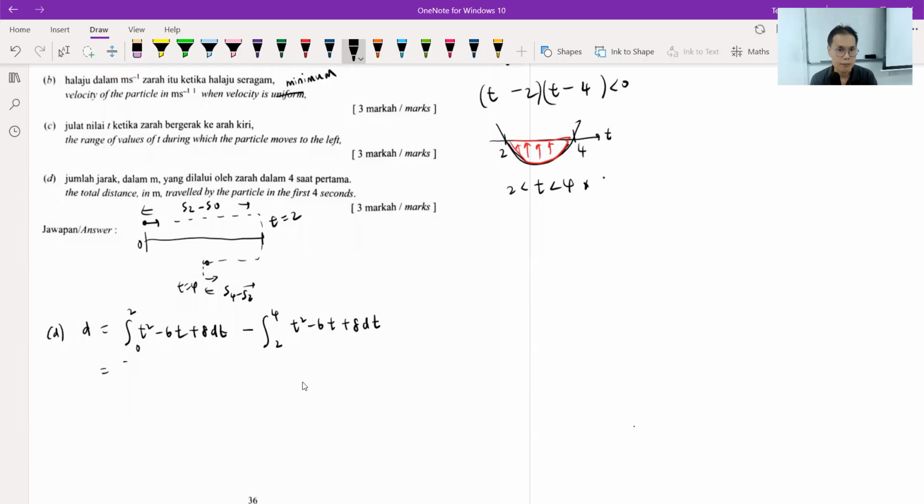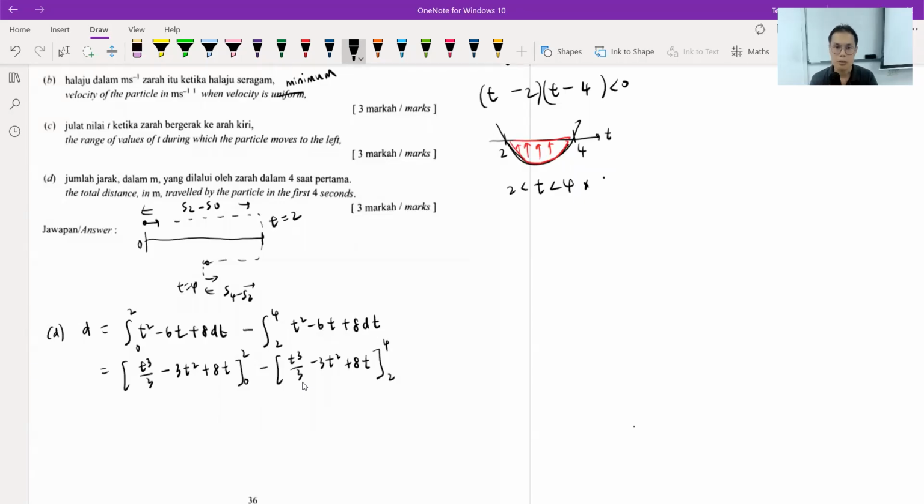Okay, let's integrate. This is t cubed over 3. 6t squared over 2, 6 divided by 2 is 3, so there's a 3t squared. There's an 8t. Lower limit 0, upper limit 2. This is t cubed over 3 minus 3t squared plus 8t, lower limit 2, upper limit 4.